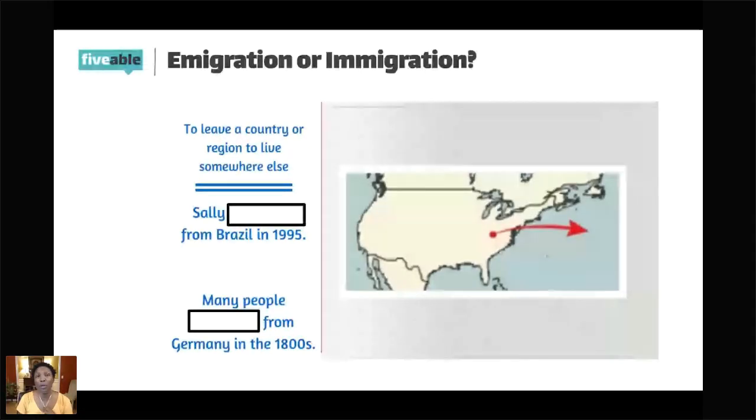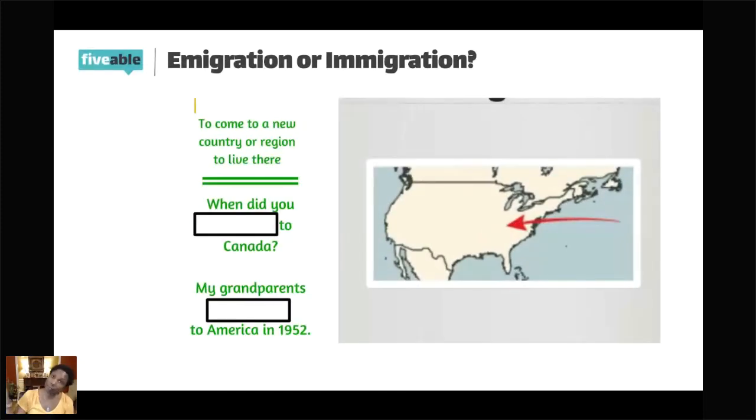Absolutely correct. Emigration with the E. So you need to know, whenever you're leaving, whenever you're exiting, that's your emigration with an E. All right. So if that's the case, to come to a new country or region to live there, when did you blank to Canada? My grandparents blank to Canada in 1952. Is that going to be the E or the I by process of elimination? You should have absolutely the I.